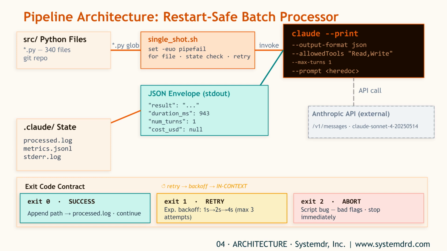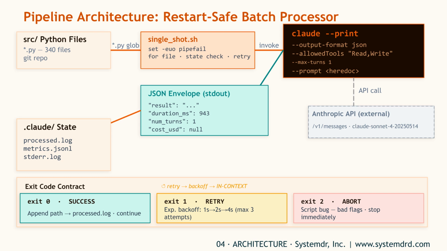from the beginning. The dark box is the Claude --print invocation. 4 flags every single time. Output format JSON, so the stdout is parsable. AllowedTools read, write. This is your CI safety boundary. Claude can read files and write files, but it cannot execute arbitrary bash commands on your runner. Max turns 1, caps the agentic depth, and the prompt arrives via heredoc.